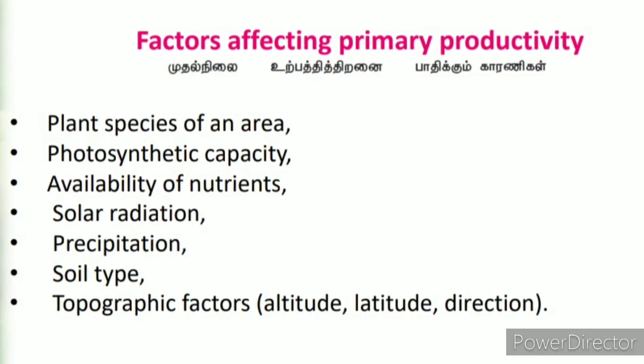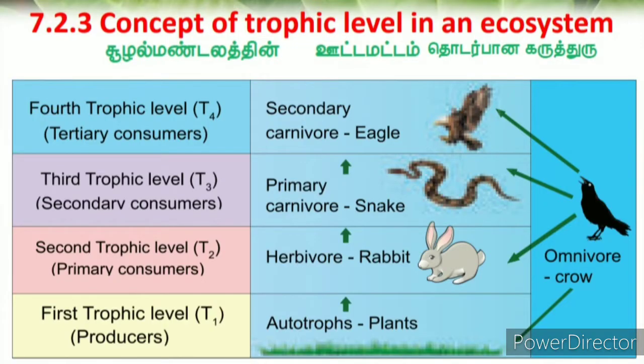Concept of trophic level in an ecosystem. A trophic level refers to the position of an organism in the food chain. The number of trophic levels is equal to the number of steps in the food chain. The green plants, that are called producers, occupy the first trophic level, that is T1.